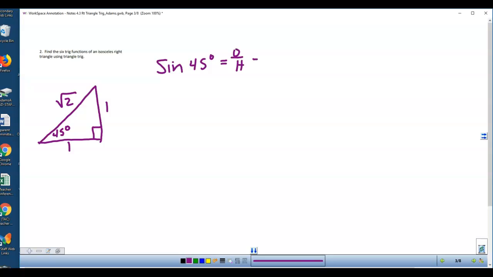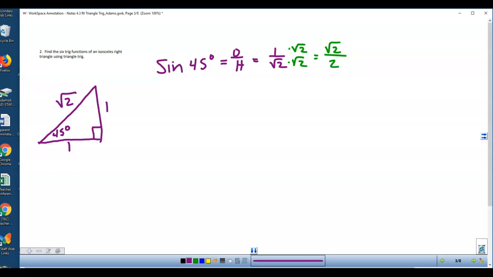So in my triangle then, the opposite side is over here, hypotenuse is over here, so that's 1 over square root of 2. However, we know that we don't leave square roots in the bottom of a fraction, so I rationalize it by putting times square root of 2 on the bottom and times square root of 2 on the top. So that actually makes it square root of 2 over square root of 2 times the square root of 2, which is the square root of 4, which is 2.